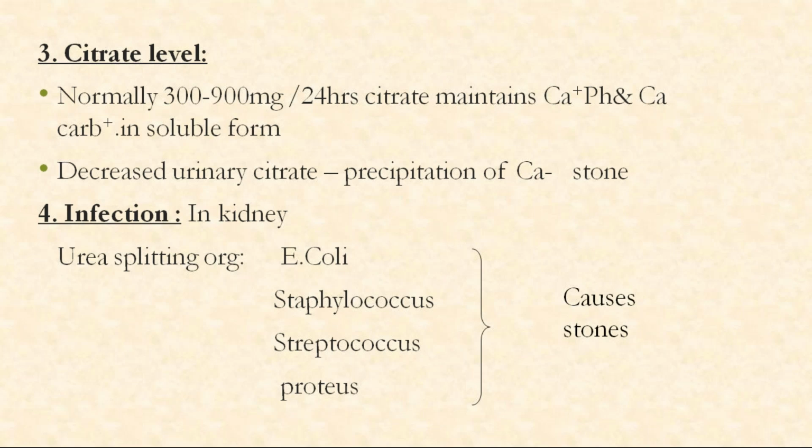There are certain infections in the kidney. What are those? Especially urea splitting organisms. Urea splitting organisms like E. coli, Staphylococci, Streptococci, Klebsiella, Proteus, all of these are urea splitting organisms likely to cause stone formation. You can remember it as urea, E. coli, and SP, meaning Staphylococci, Streptococci, and Proteus. You can easily remember the urea splitting organisms.